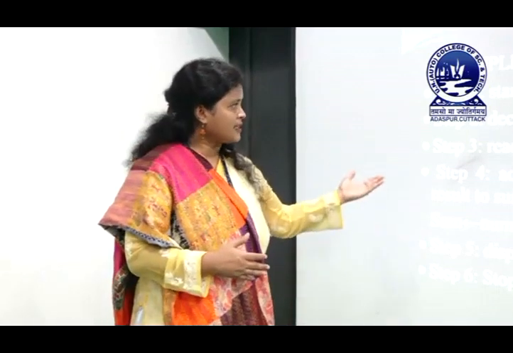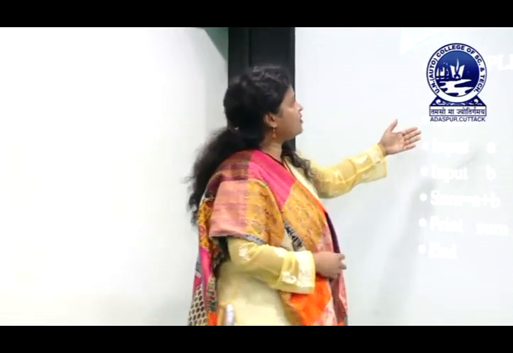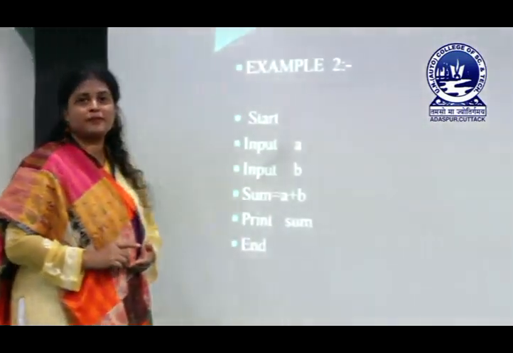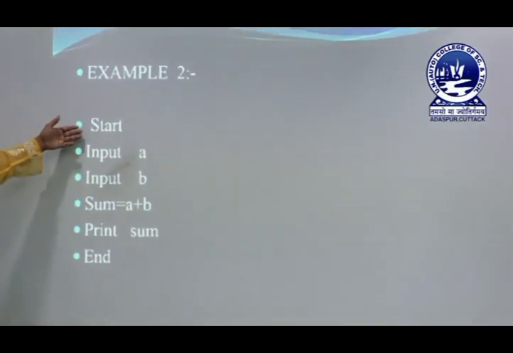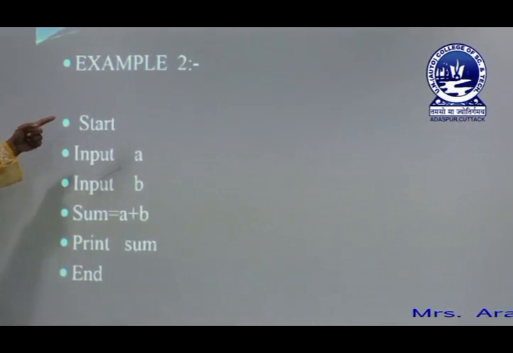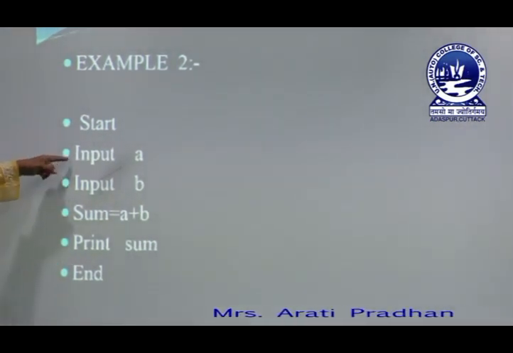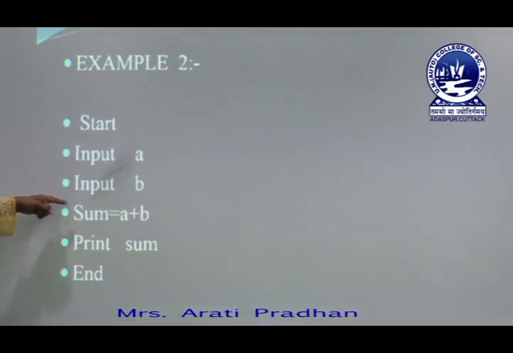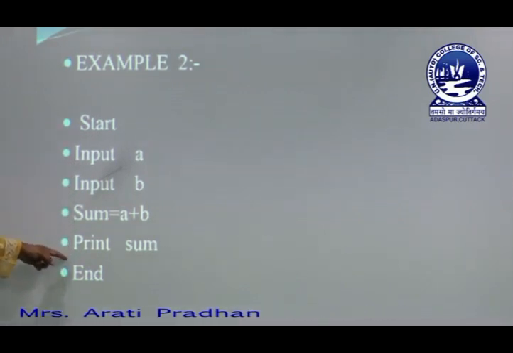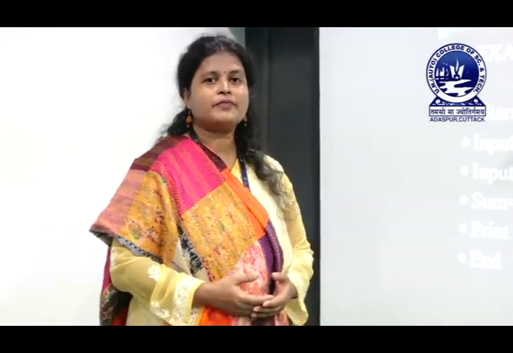Now I am going to explain the second approach. This is example 2, in which I have used the same problem, input 2 numbers and find out the sum, and I have used just start. There is no step 1, step 2, step 3, all those elements you can omit. Input A, input B, then sum = A + B, print sum, then end. This is easier to write, and generally programmers prefer to write this type of algorithm.